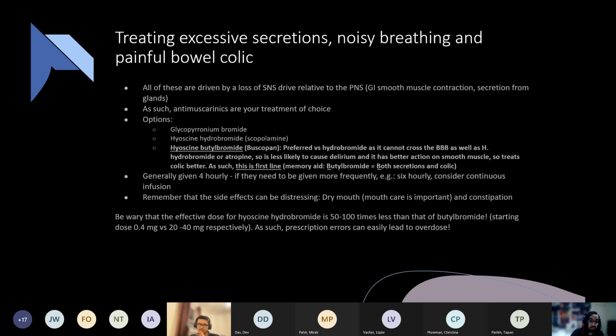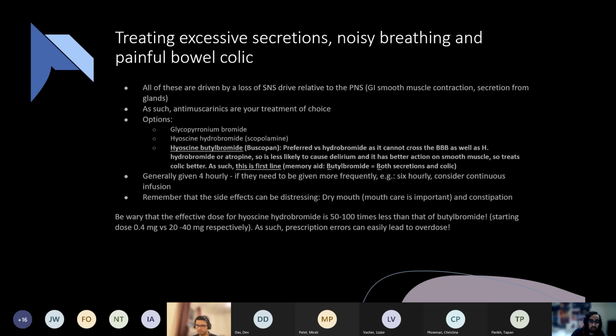Its advantage over hydrobromide, on top of the fact that it doesn't cause delirium is, oh yeah, atropine causes tachycardia. Sorry about that, slip of the tongue. Thank you, Anush. On top of it, it's got better action on the muscarinic receptors which supply the gut, the actual musculature of the GI wall. So the way you can remember it is butyl bromide does both secretions and colic.